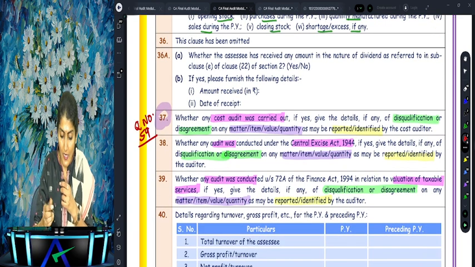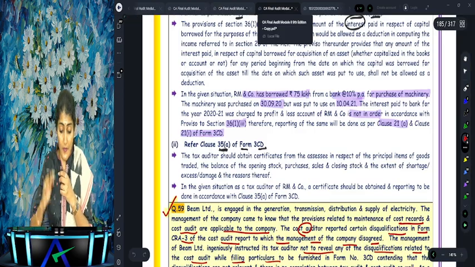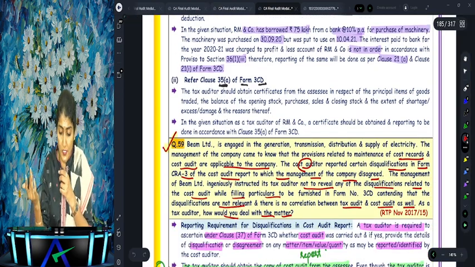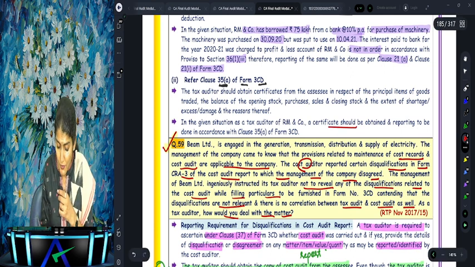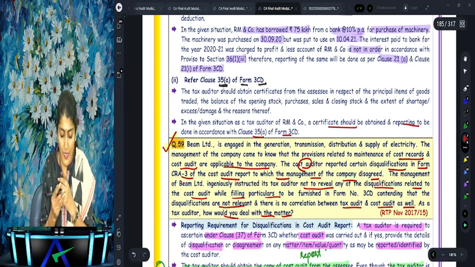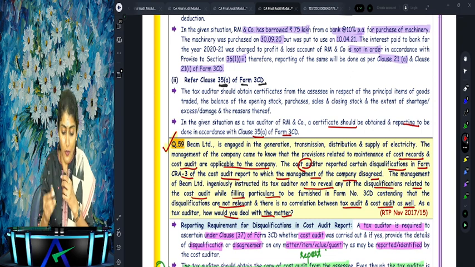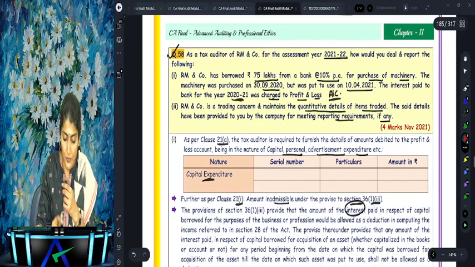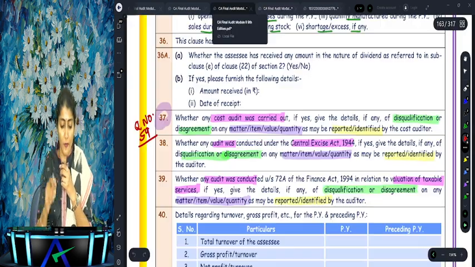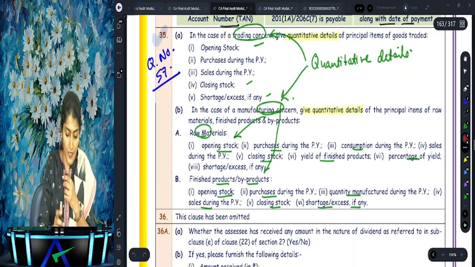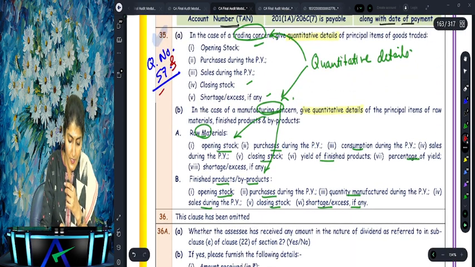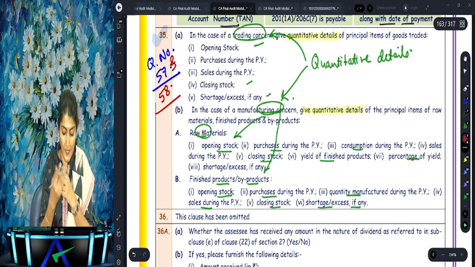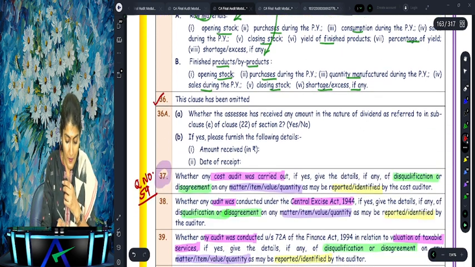Right. And then after that, further, next, what is the other question over there? The quantitative details. In case again, a certificate should be obtained and the reporting should be done as per clause 35A of the form 3CD, right? So question 58, you will also give a reference at clause 35, right? And 36 has been omitted.